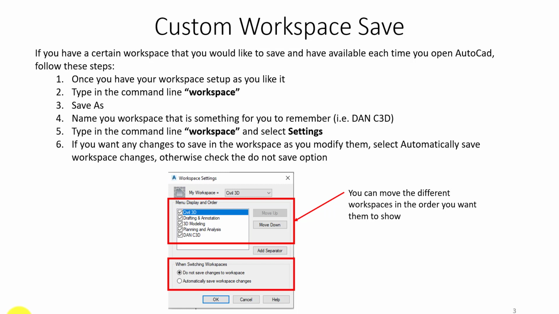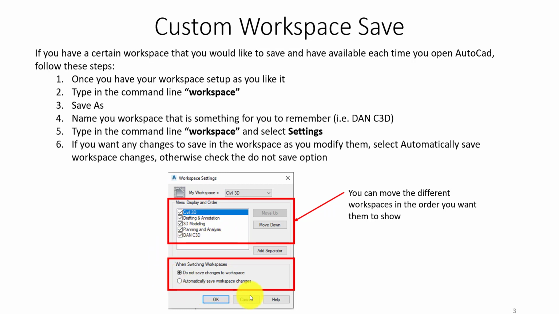So in other words, on this one, everything is selected: Civil 3D, drafting, annotation, 3D modeling, planning and analysis, and also the specific one that I made up. You can move these up and down, how they're displayed when you actually have the workspace shown in your Civil 3D. So this is the order that they'll be shown in. You can move those up and down.